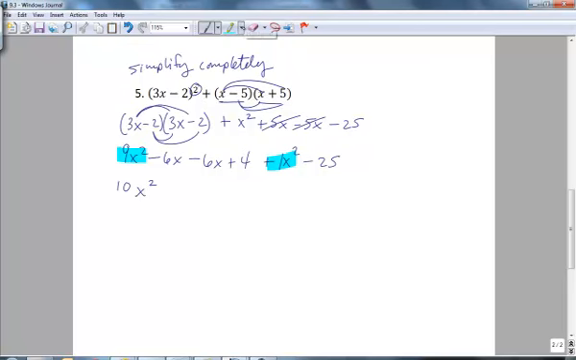Let's see here. As far as like terms, I have negative 6x and negative 6x. That gives me negative 12x. And then lastly, I've got positive 4 and negative 25. Added up, those would combine to be negative 21. So that would be my final answer right there.